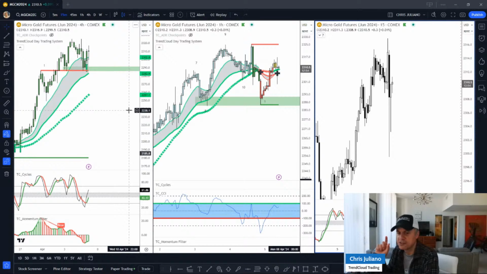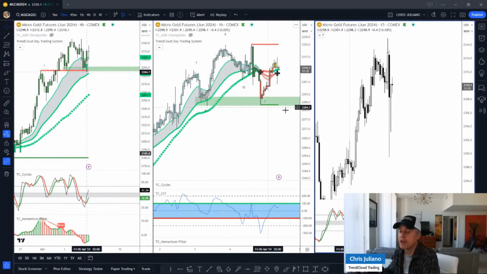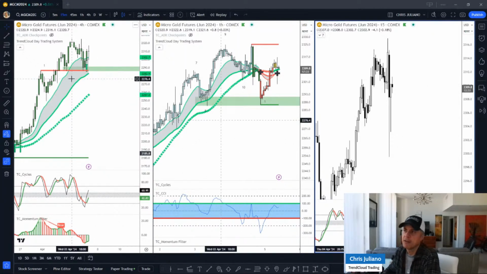And for beginners, it's very confusing to understand what direction to take the trade in when looking at multiple time frames. Because you guys have TrendCloud on your chart, you can clearly see that the 4-hour chart is in an uptrend, right? So we always have to maintain the context of that highest time frame.